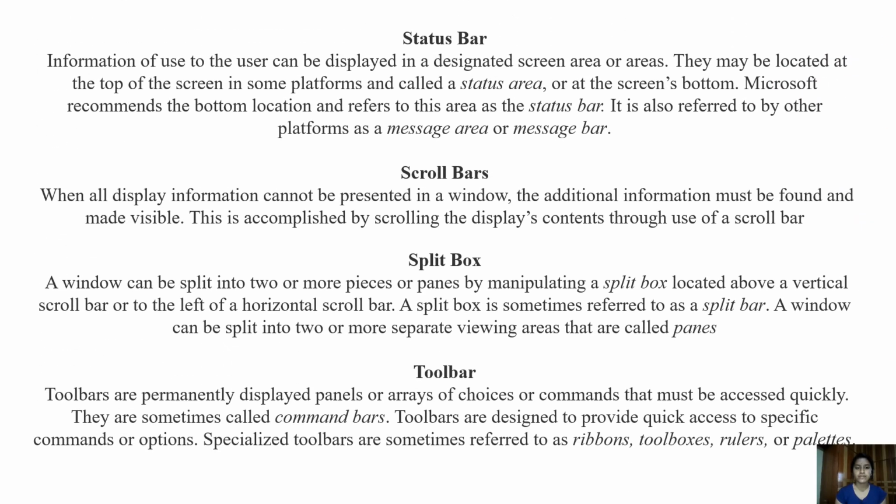Status bar. Information of use to the user can be displayed in a designated screen area or areas. They may be located at the top of the screen in some platforms and called a status area, or at the screen bottom. Microsoft recommends the bottom location and refers to this area as a status bar. It is also referred to by other platforms as a message area or a message bar.